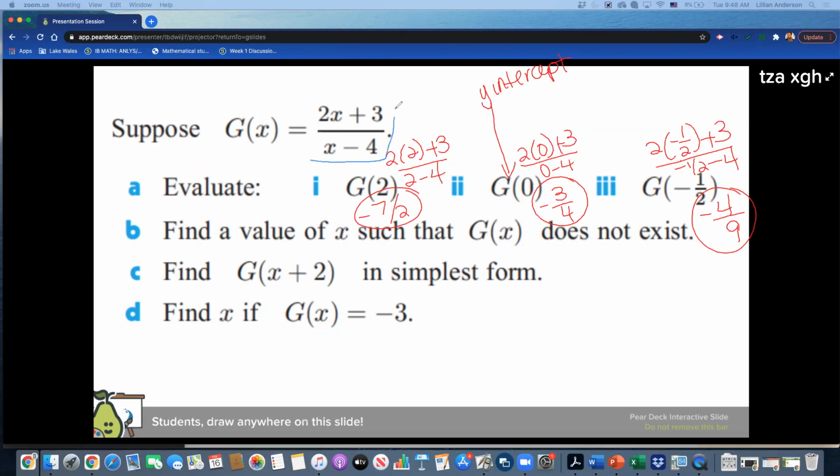In this particular function, when would it not exist in general? When the denominator is 0. Anytime you have a fraction, you cannot have 0 in your denominator. So what value of x makes it so that the function does not exist is wherever the denominator equals 0, and that's x equals 4. Very good.